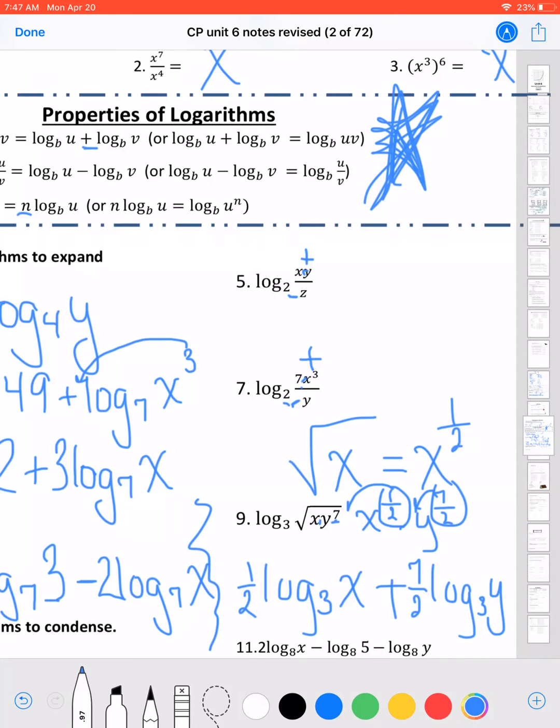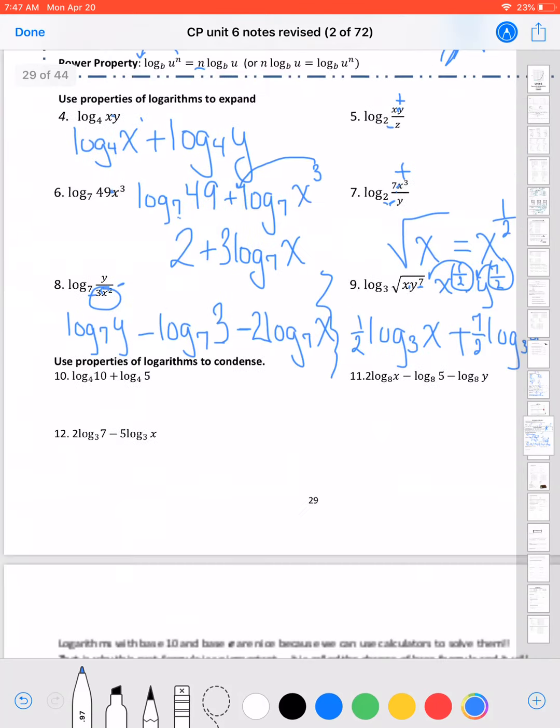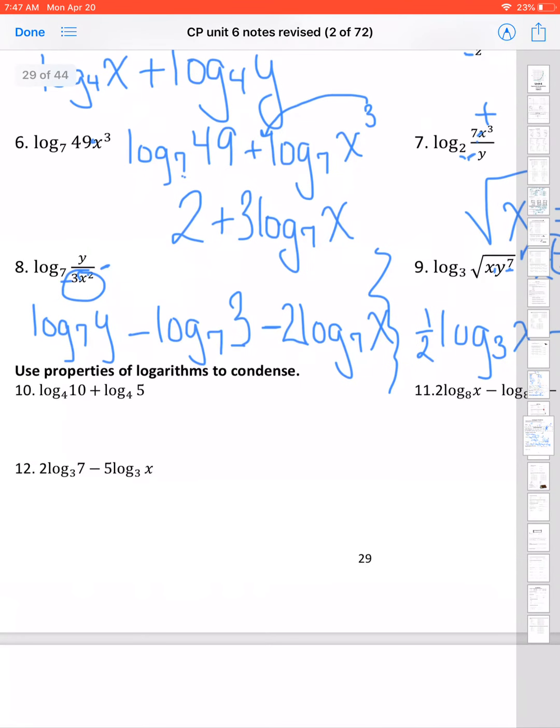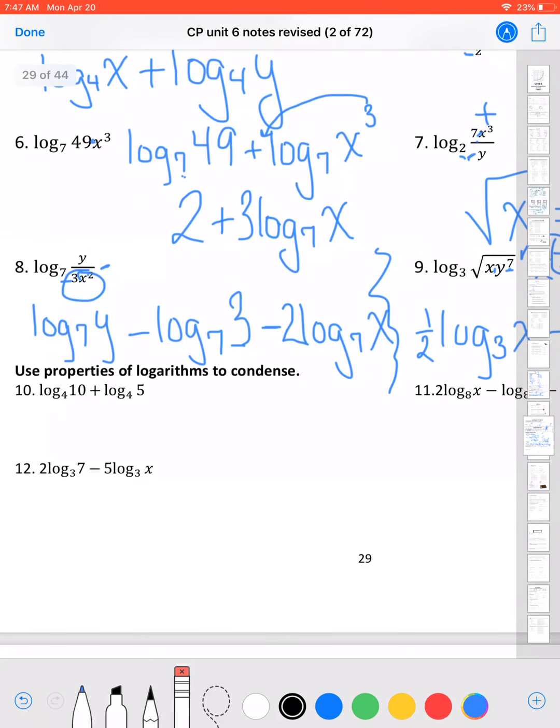So I'm going to try a couple examples of condensing, just the opposite of what we just did. Oh, I found my thing. So here, you want to double check the log bases should be the same, which they are. Since it's adding, we're going to make it a product. So log base 4. We're doing the opposite of what we just did. And we're going to multiply. 10 times 5. You could leave it that way.